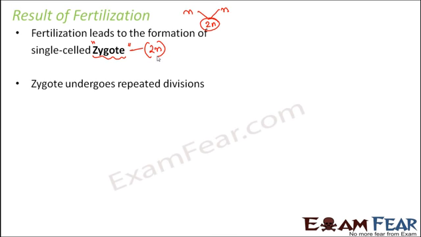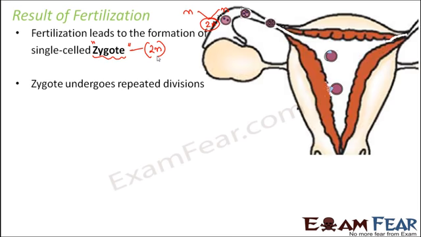The divisions will be followed by differentiation, where a group of cells will differentiate to form special tissues. Tissues will differentiate to form a special organ, and that is how different organs and organ systems are formed in the fetus, and that is how a baby is formed inside the uterus. So this is what happened. The sperm and the ovum fused together, so a zygote was formed, and if you see, the zygote was formed here, right?